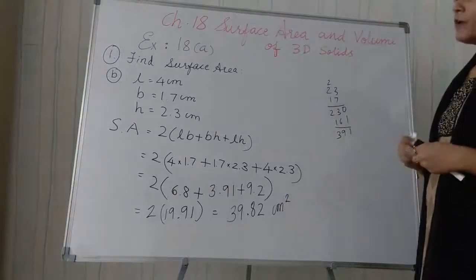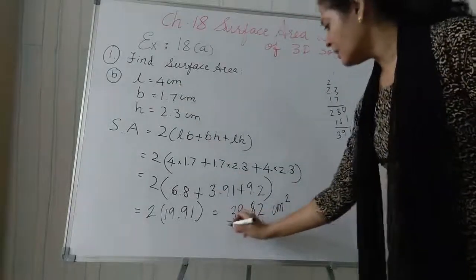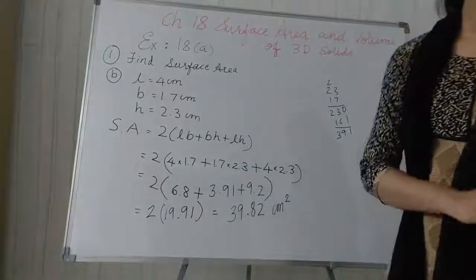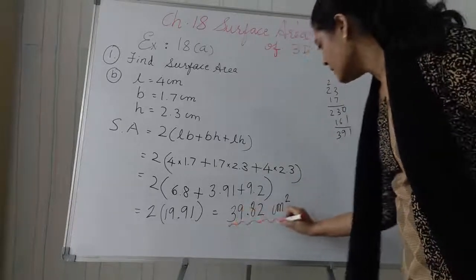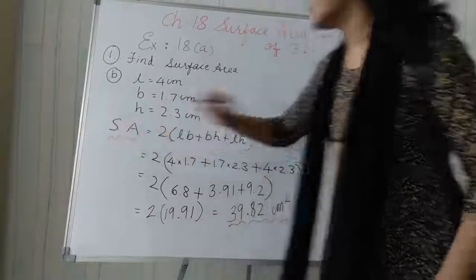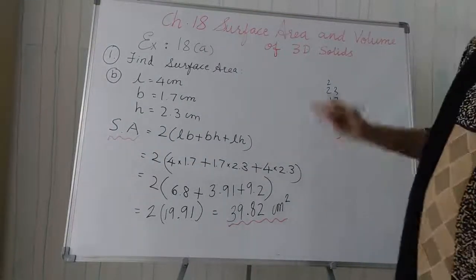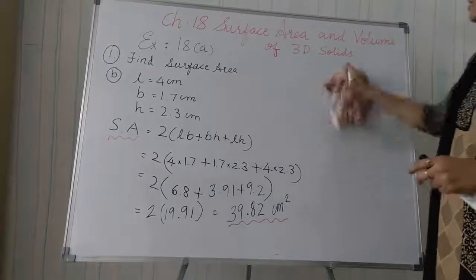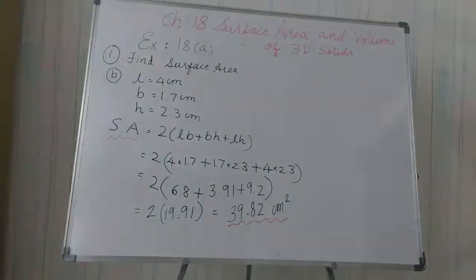So this is the final answer of our question number 1, B part. This is 39.82 centimeter square surface area. So in the same way, students, you can also find your A part of question 1. Same formula, but only the dimensions are different. So use the same method to get the answer.